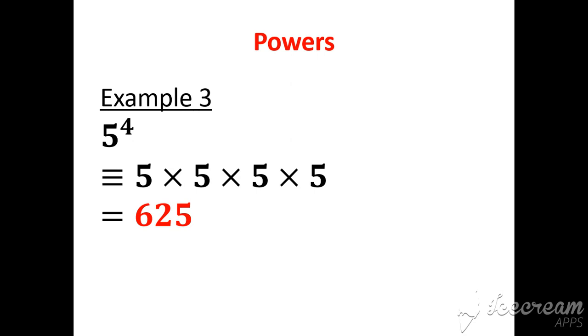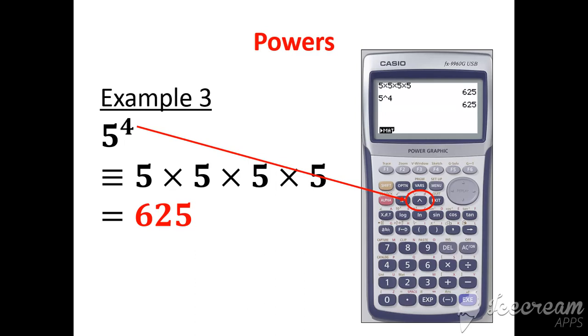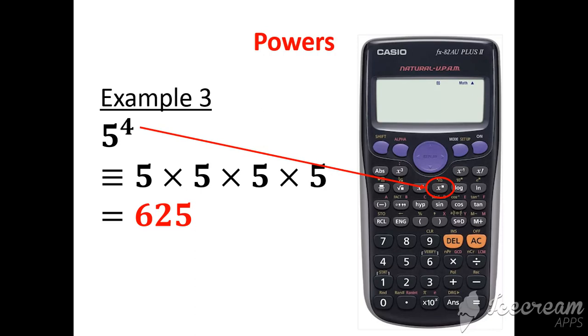Now, if you are allowed to use calculators in your program, then you need to identify on your calculator where the power button is. On the graphics calculator, it looks like this button here. And you're going to type in 5, push your power button, and then push in 4. And when you push equals, you get 625. Or you could just go 5 times 5 times 5 times 5. If you have a Casio scientific one, this is what your power button will look like. And again, you need to type in 5, push your power button, and then type in 4 to get 625.